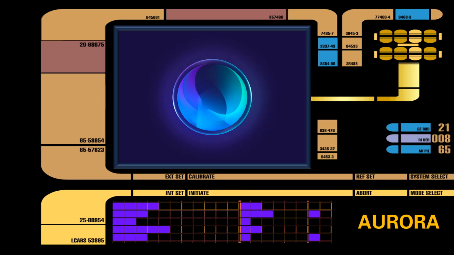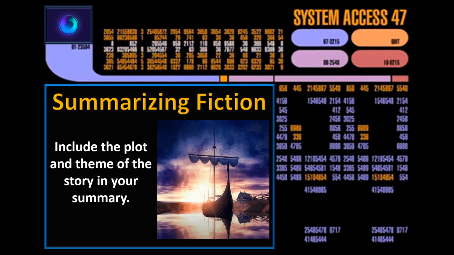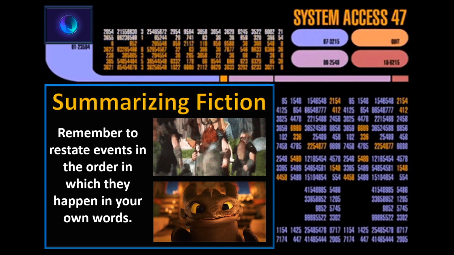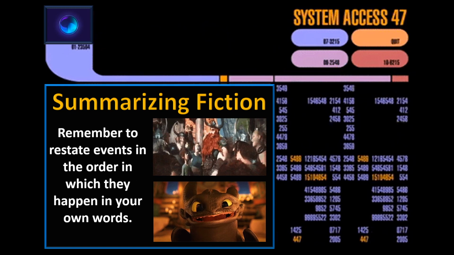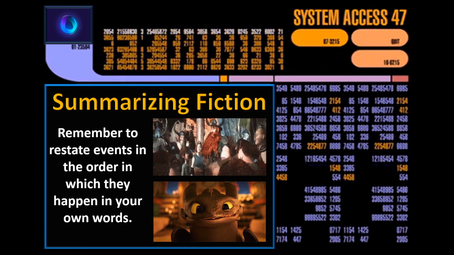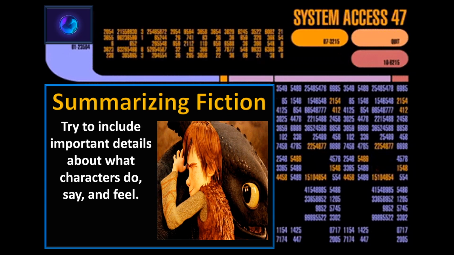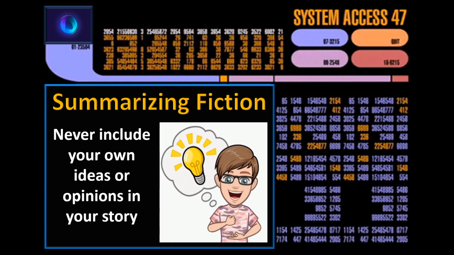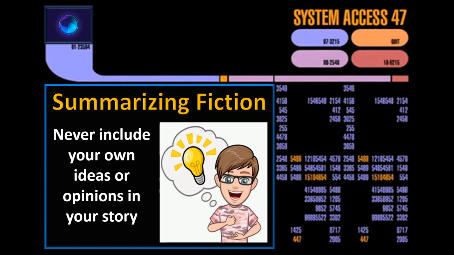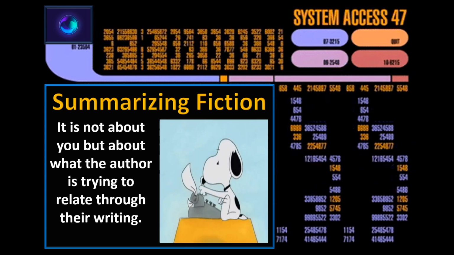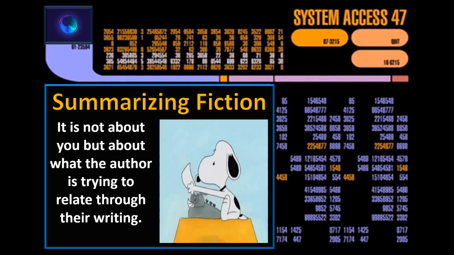The 4 steps in summarizing fiction are: include the plot and theme of the story in your summary. Remember to restate events in the order in which they happen in your own words. Try to include important details about what characters do, say, and feel. Never include your own ideas or opinions in your story.